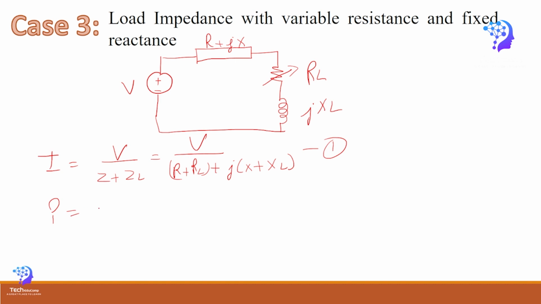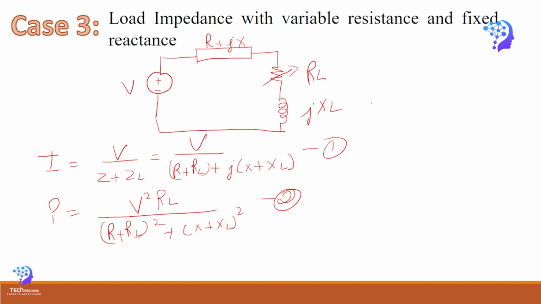The power will be equal to V square RL. We have to calculate why we are taking RL, because we have to calculate the maximum power in the load resistance. That's why we are writing RL, as in the previous cases. Okay, so it will be (R plus RL) whole square plus (X plus XL) whole square. This will be equation number 2.